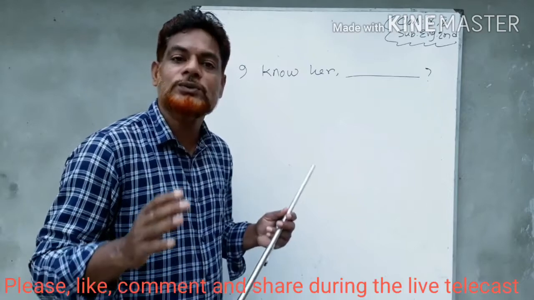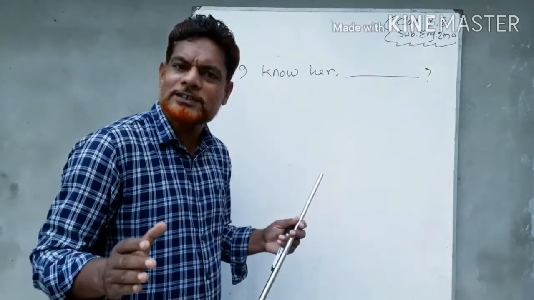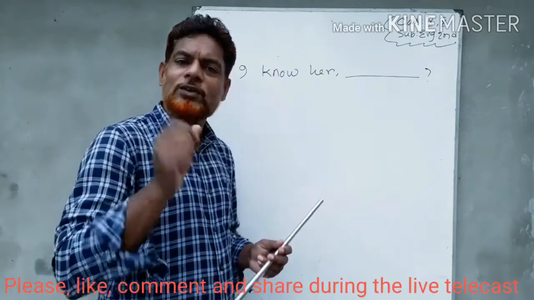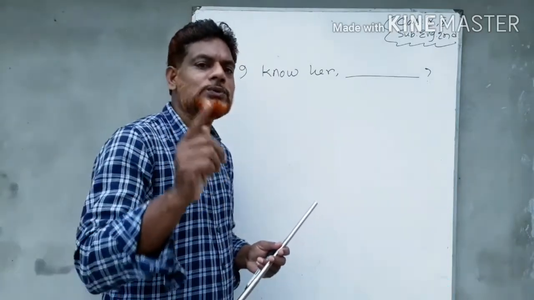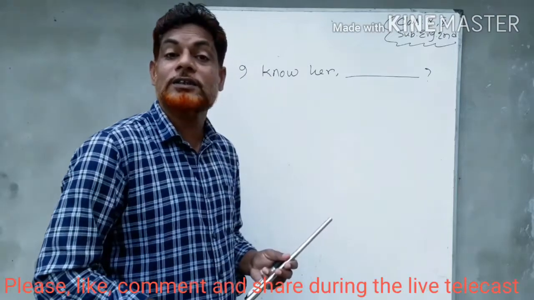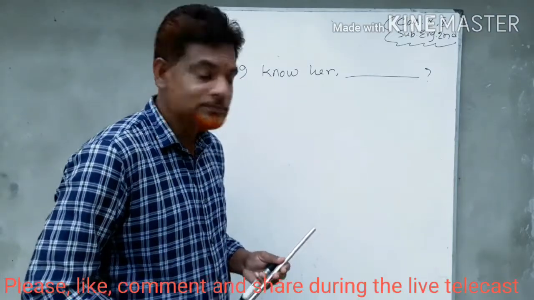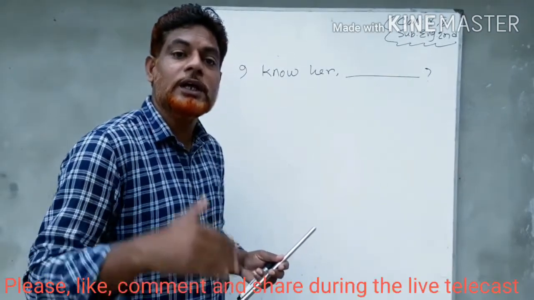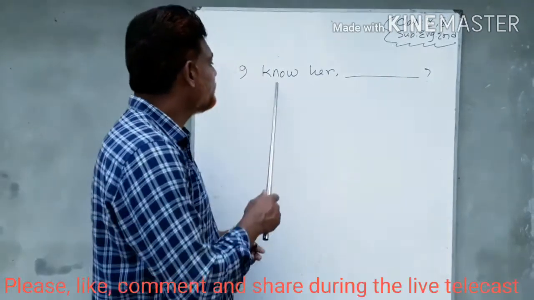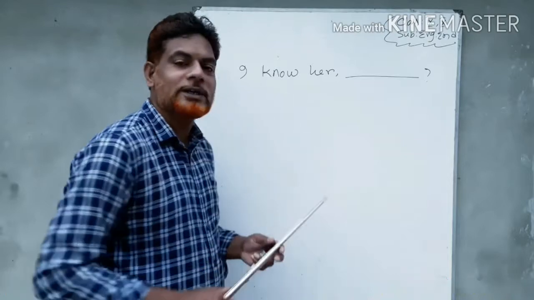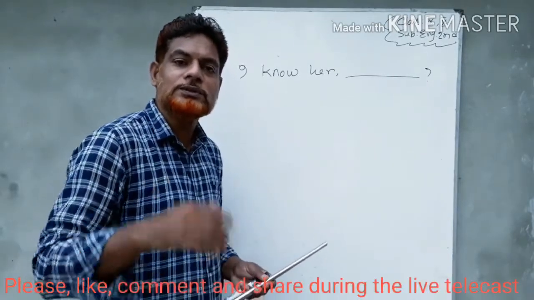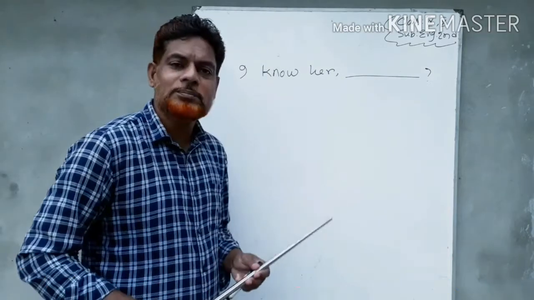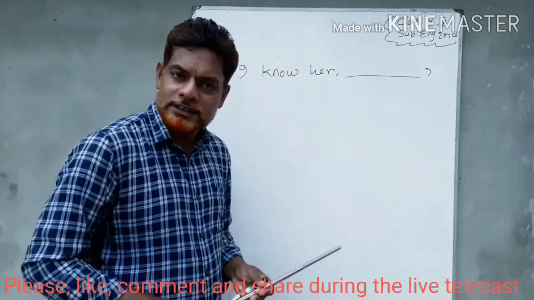Now, what should we do? If there is no auxiliary verb in the statement, what should we do? One thing you have to remember: if there is no auxiliary verb, we have to use do, did, does as the auxiliary verb of the tag question. Now the question is, which auxiliary verb will be used and when? If the main verb is in present form, you have to use do or does. If the main verb is in past form, you have to write did.